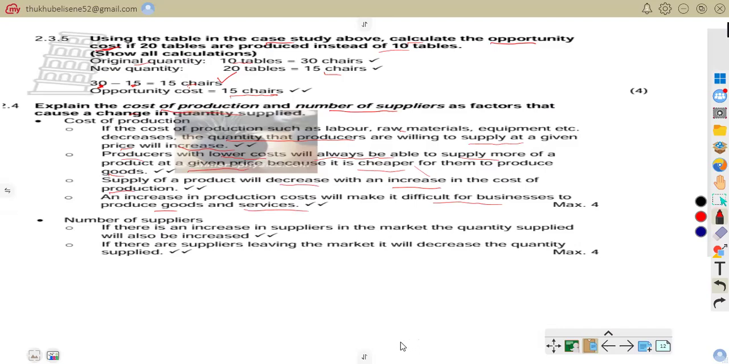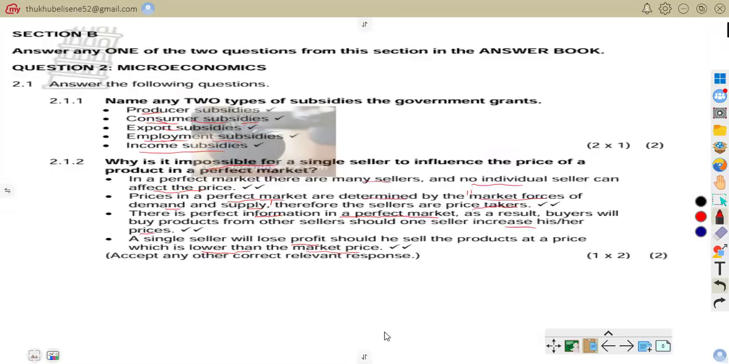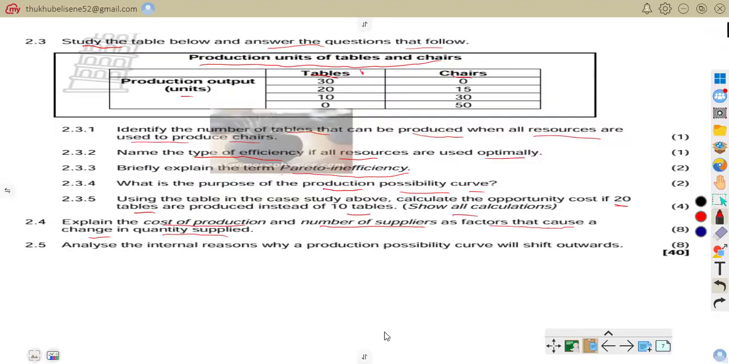So, number of suppliers: if there is an increase in the suppliers in the market, the quantity supplied will also increase. But if there are suppliers leaving the market, it will decrease the quantity supplied. So that is that for question 2.4. Now let us be on to 2.5.